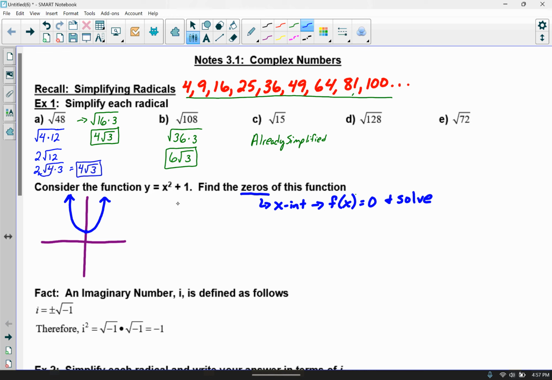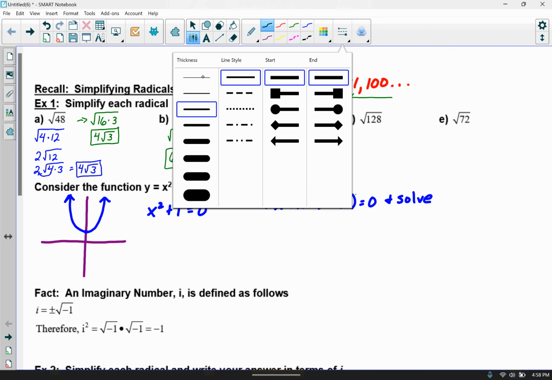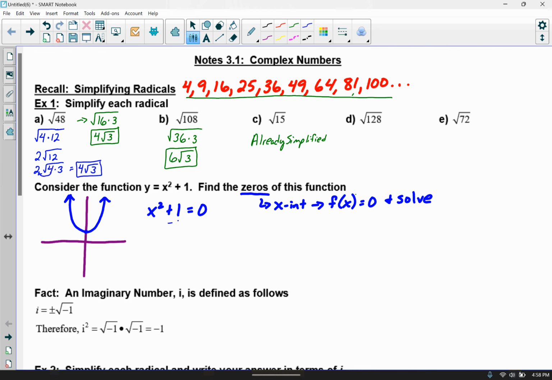So if you think about it, I take x squared plus 1, set it equal to 0, and I'm going to solve it. Let me make this smaller here. I'm going to solve for x. So I'll subtract 1 from both sides. X squared then equals negative 1. The only way to get x all by itself is to take the square root of both sides.